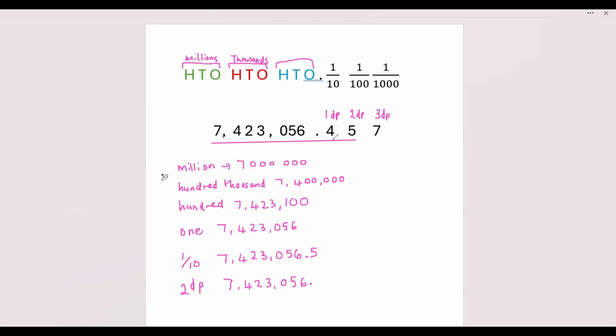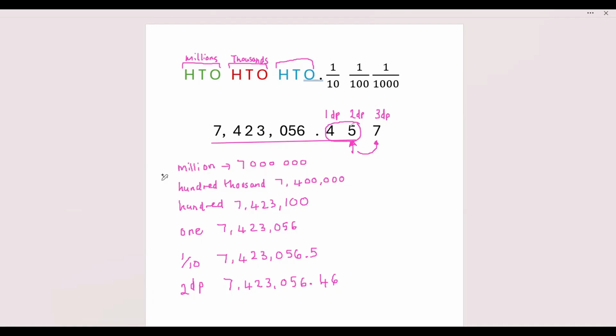Now we're rounding to 2 decimal places, so we want to keep these 2 numbers after the decimal point, but we need to decide if this 5 stays as a 5 or we round it up to a 6, and to decide that we go to the next column where we have a 7, and 5, 6, 7, 8, 9, we round to the next on the number line, so this 5 is going to become a 6, and here we have 7,423,056.46.